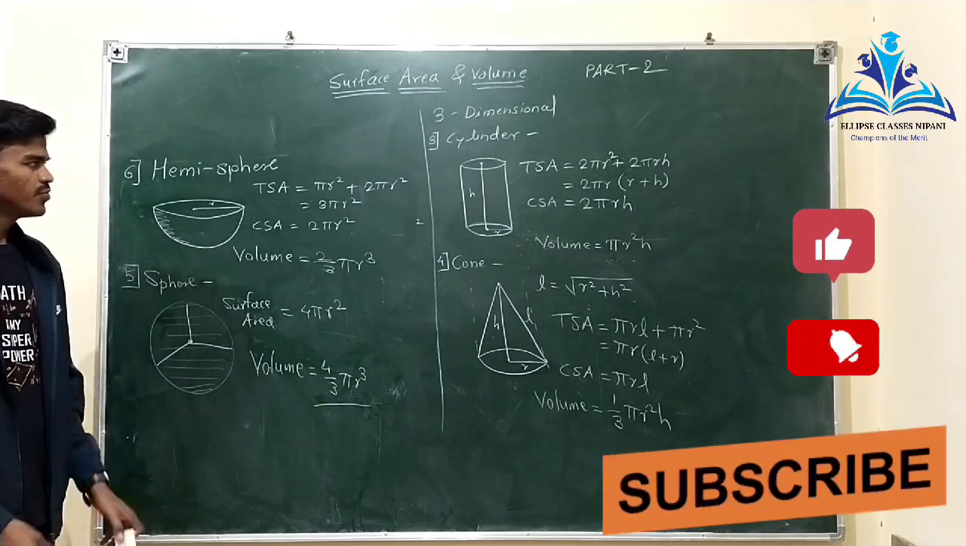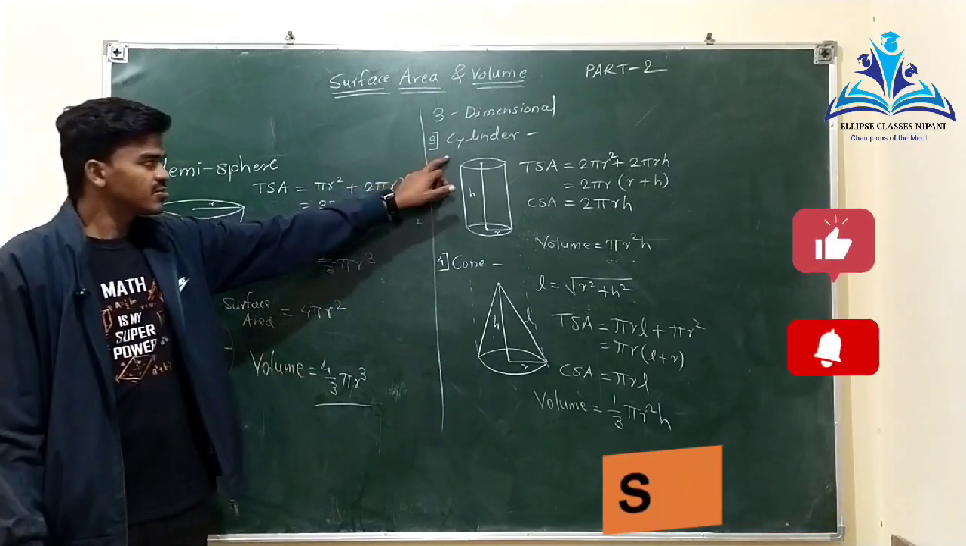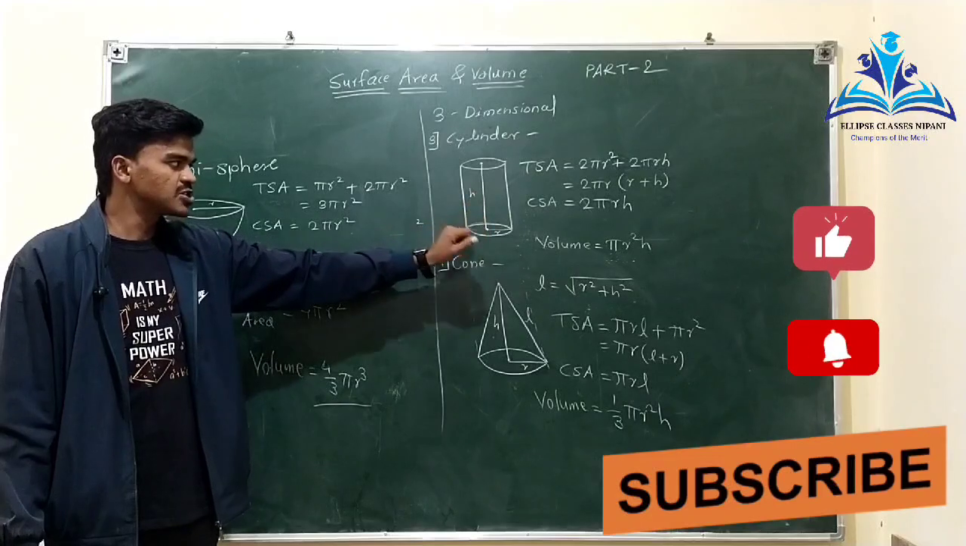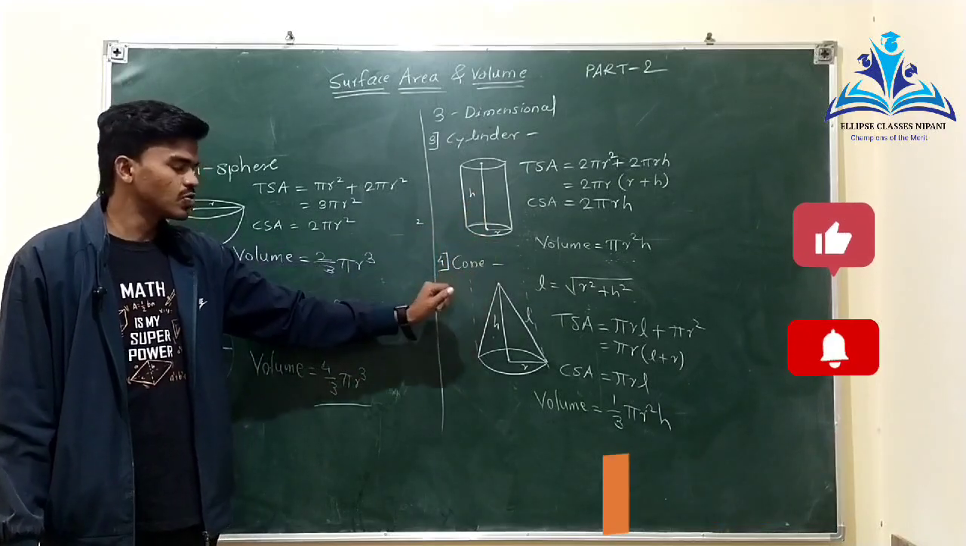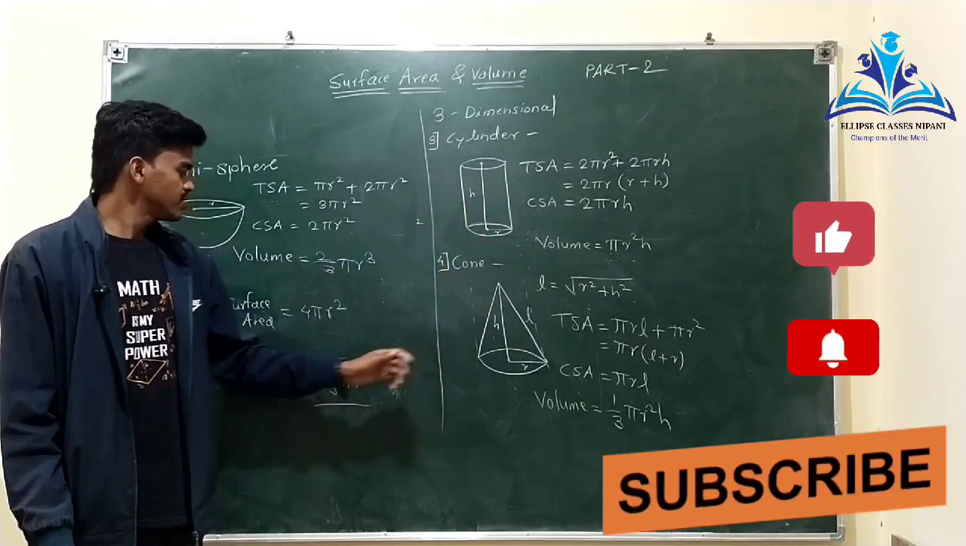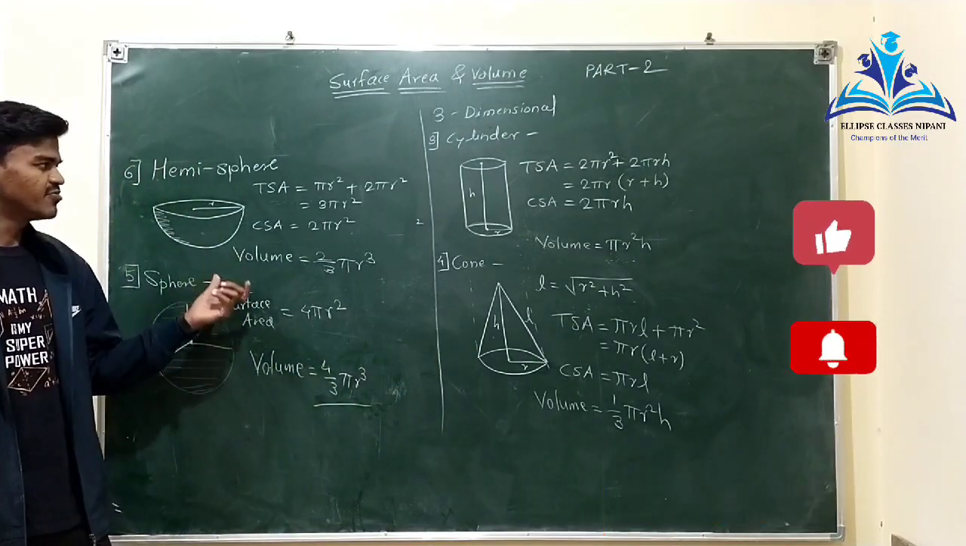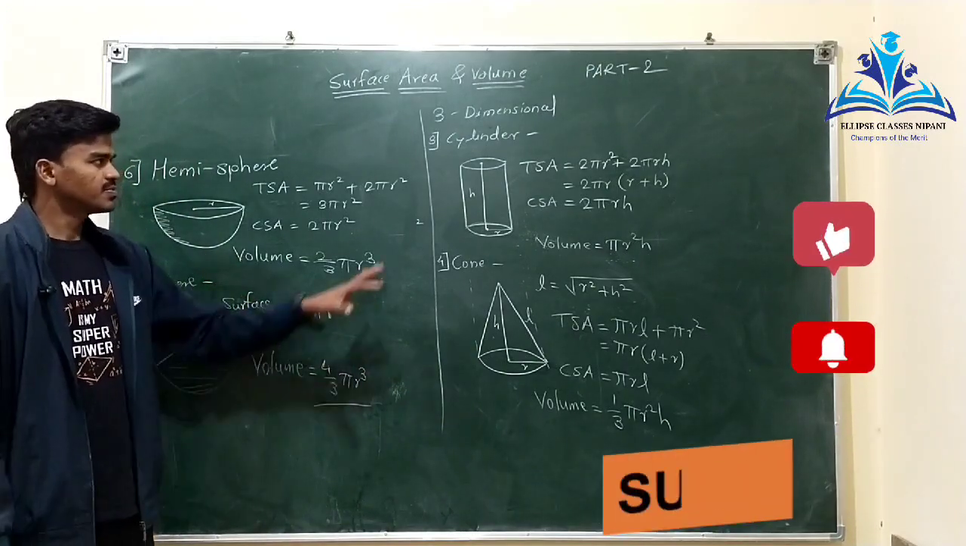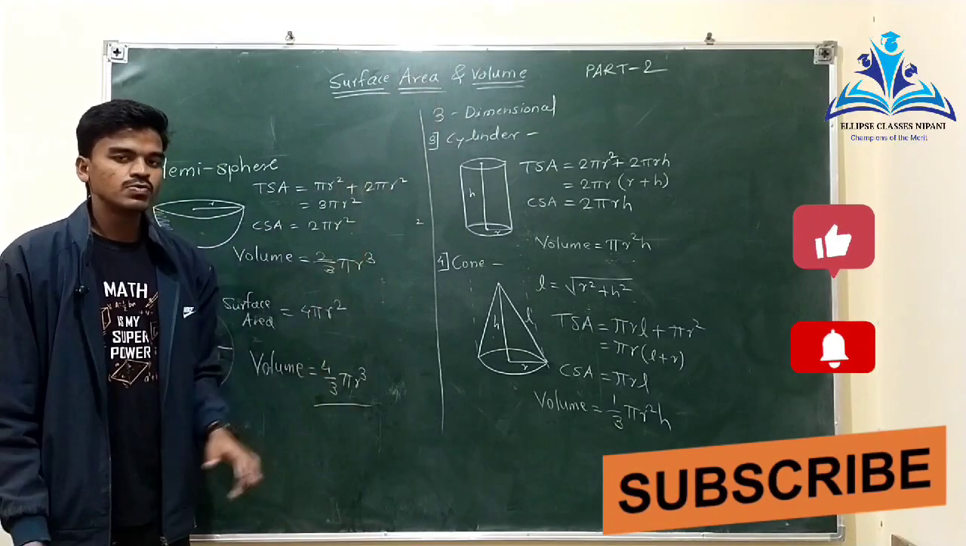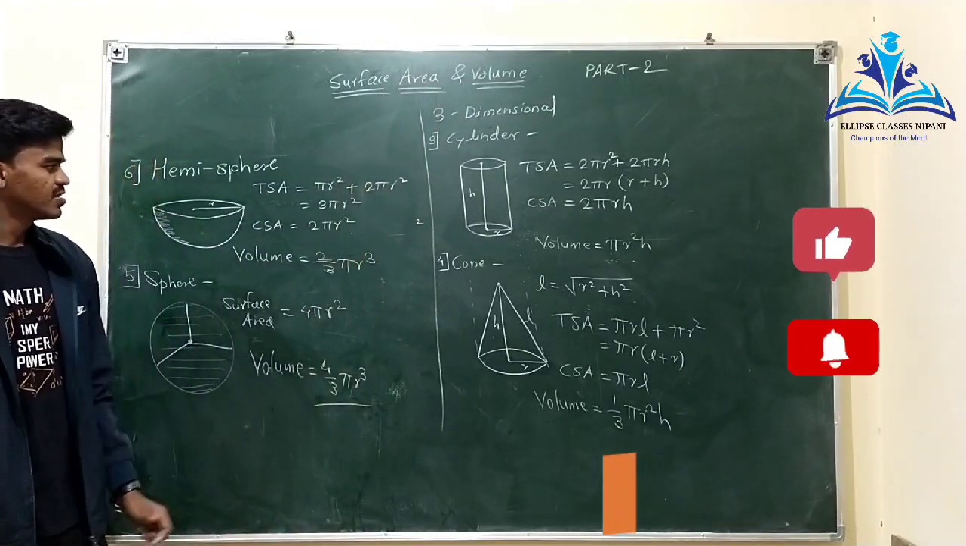I hope you are clear on the cylinder, total surface area, curved surface area, as well as volume, the cone also, and the sphere and hemisphere. And here we finish all the concepts of surface area and volume with formulas.